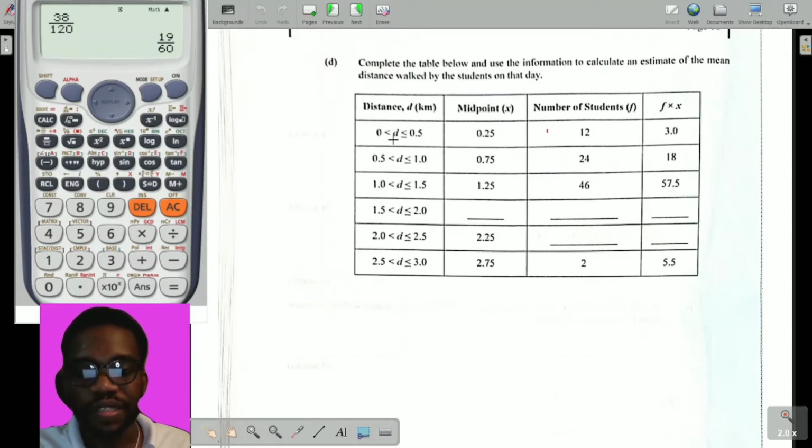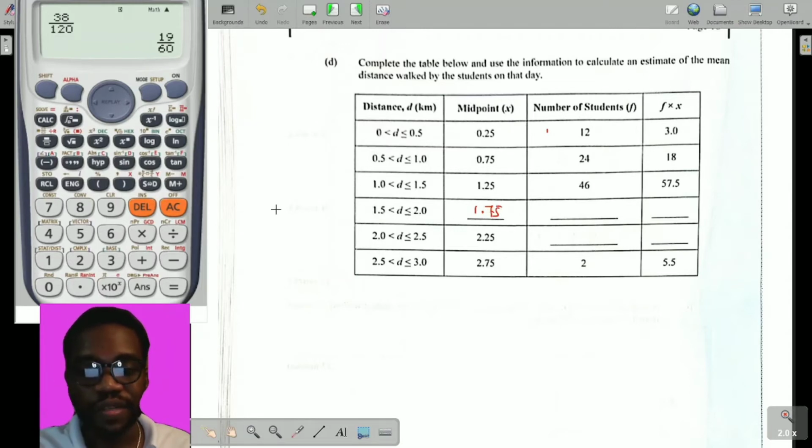The midpoint means you basically add the lower boundary to the upper boundary and you divide that by 2. So if you look at the pattern right here, there's always a pattern in there. You have 0.25, 0.75, 1.25. So what do you think is going to come next? Look down here, 2.25, 2.75. So it must be 1.75.